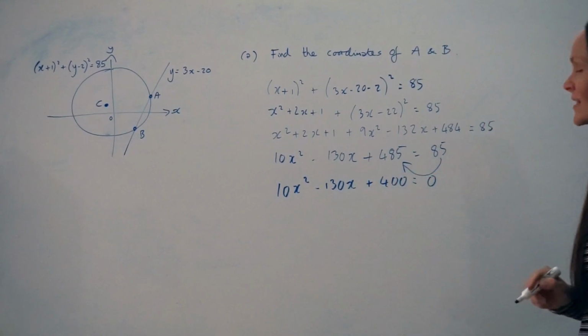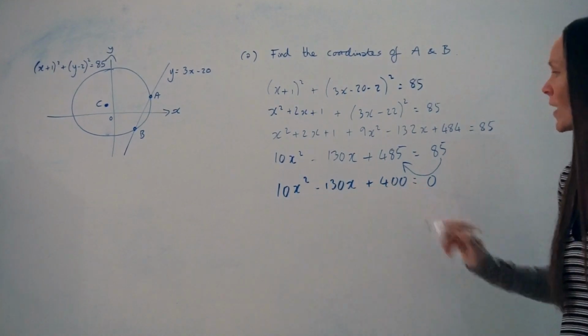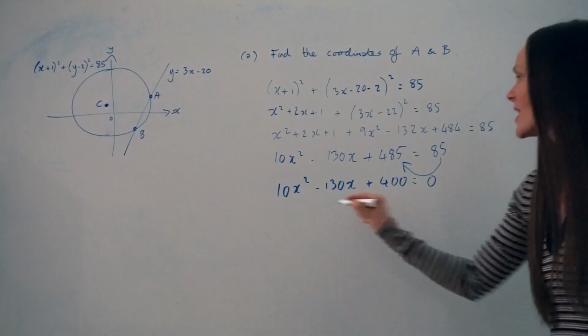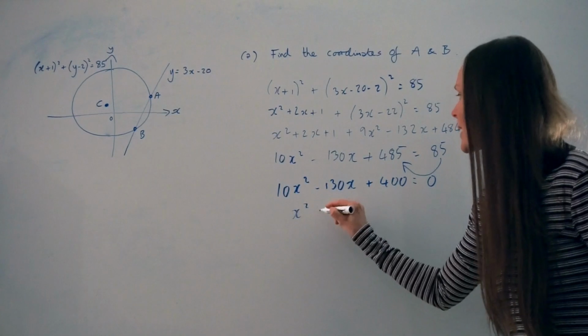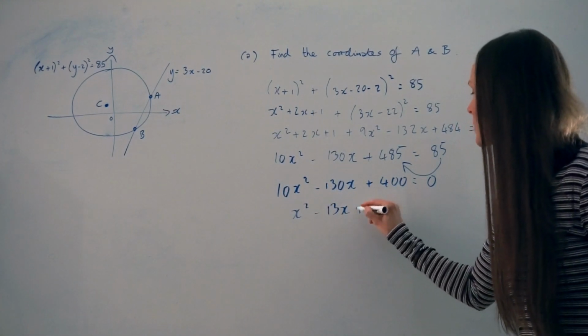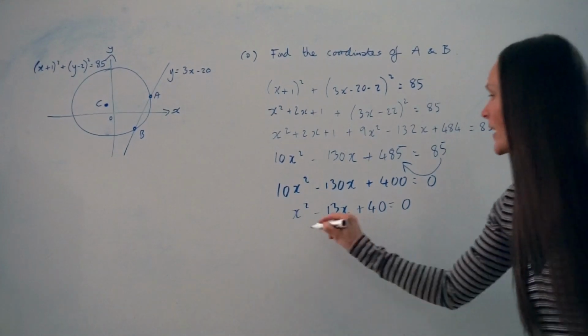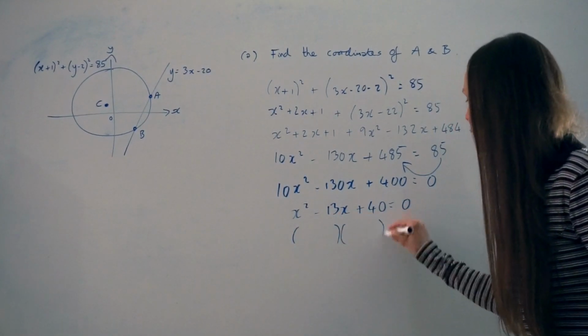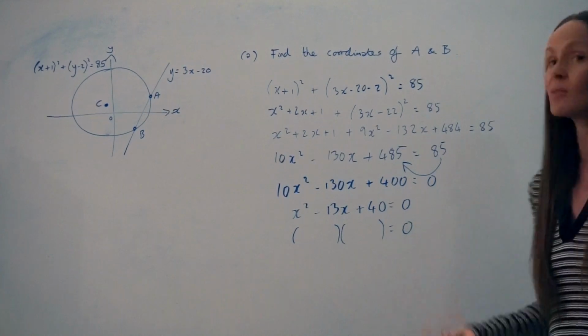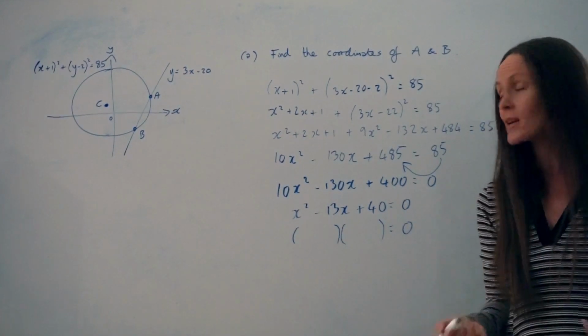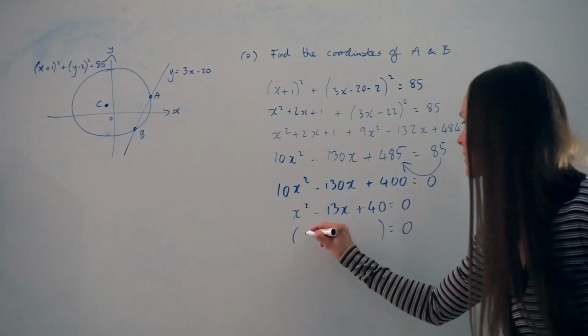I can see that there's a common factor here. I can divide everything in the equation by 10, and it leaves me with x squared minus 13x plus 40, which is looking much simpler to solve now. I can actually factorize this. If you can't see that the equation can be factorized, you could use the quadratic formula to solve the equation, but this one can be factorized.